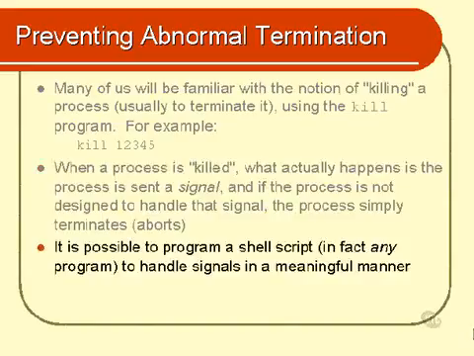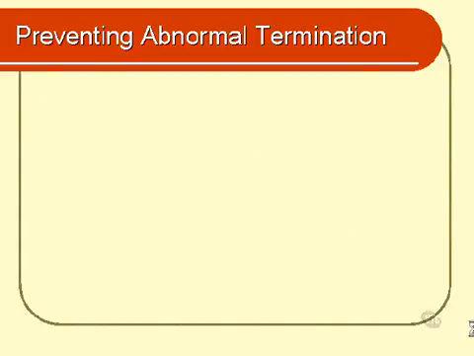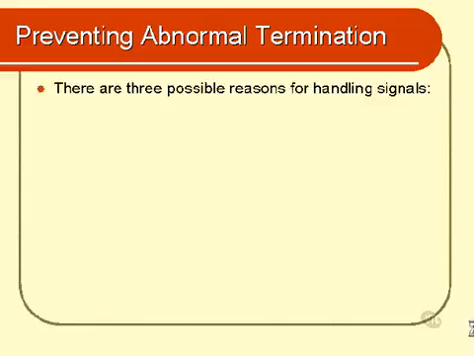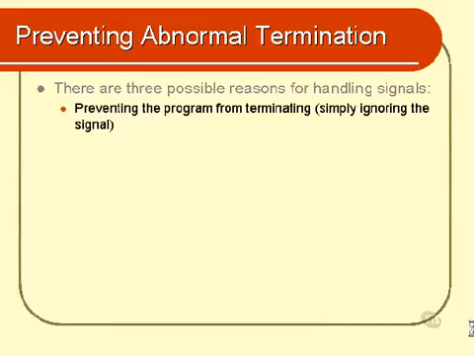So any program, which of course includes any shell script, can be designed to handle signals and do meaningful things with them. So why might you want to handle a signal? Well, I can think of three possible reasons for wanting to handle a signal. The first is to prevent the program from terminating. In other words, you may not want to terminate the program upon receipt of a particular signal. It may be vitally important that your program keep running, and so you would of course want to make sure that all signals that could possibly be sent to your program are essentially ignored.